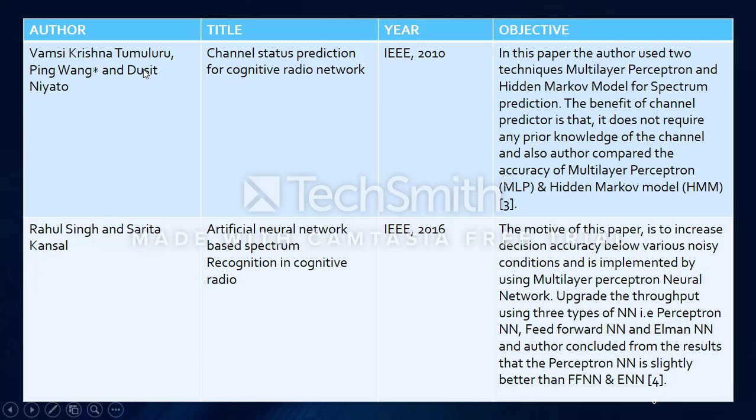Next one is artificial neural network based spectrum recognition in cognitive radio, and their authors are Rahul Singh and Sarita Kansal, which is published in 2016. The motive of this paper is to increase the decision accuracy under various noisy conditions, and it is implemented using multilayer perceptron neural network, to upgrade the throughput using three types of neural network: perceptron neural network, feed-forward neural network, and Elman neural network. The author concluded from the results that the perceptron neural network is slightly better than feed-forward neural network and Elman neural network.